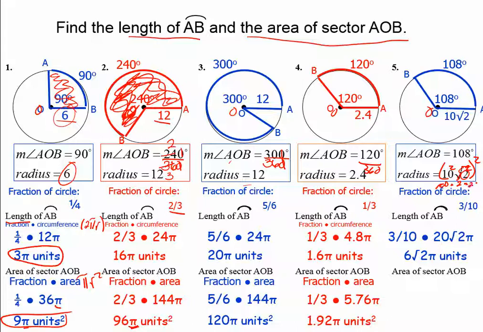200. So we're going to take our fractional part, 3/10, and multiply by 200 pi. Don't forget your pi. Now what is 200 divided by 10? 20. Times 3? 60. With a pi next to it.